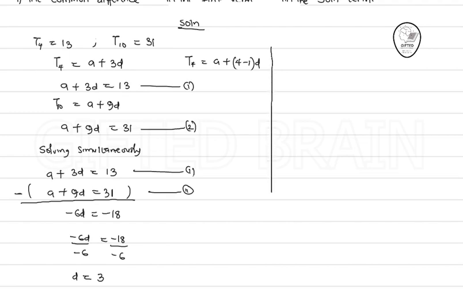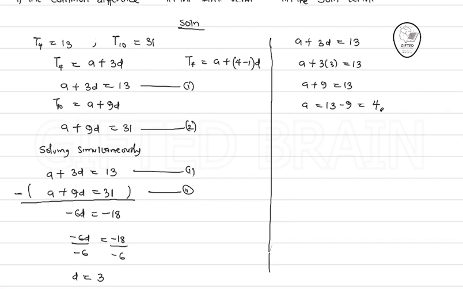We can go ahead to get the A. We can put the D we got into any of the equations. Let's put D into equation 1. Equation 1 says A plus 3D is equal to 13. Obviously, since we've gotten D to be 3, A plus 3 into 3 will give me 13. And that means A plus 9 is equal to 13. So we can say that our A is equal to 13 minus 9, and that gives us 4. So we've gotten our A now.